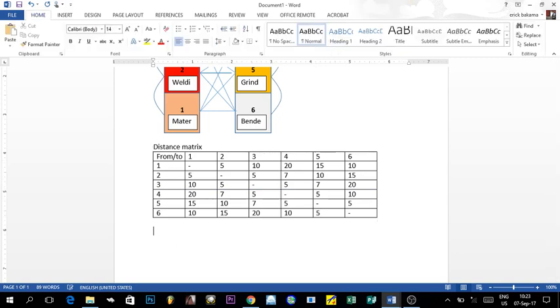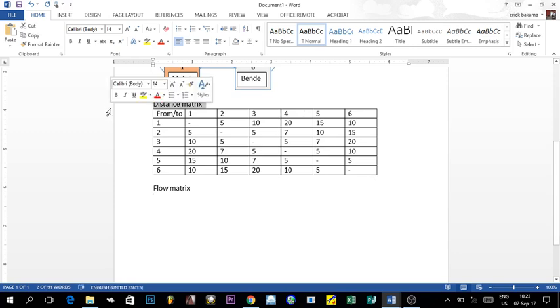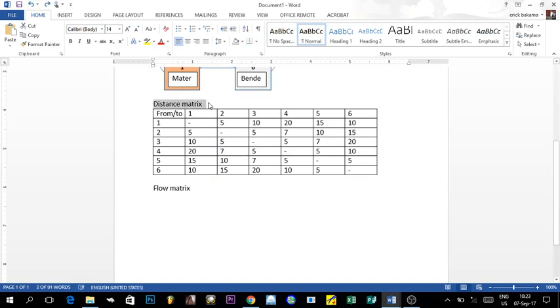Now the second thing that we need to do is to draw the flow matrix. The flow matrix will show us how many units are moving from one department to another. Remember that the distance matrix shows us the distance between rooms.